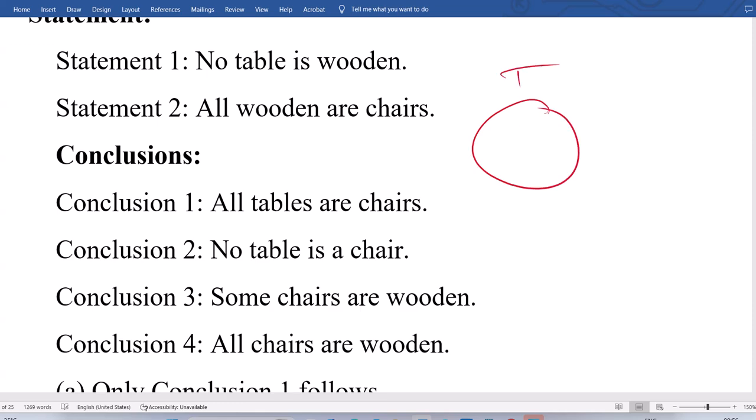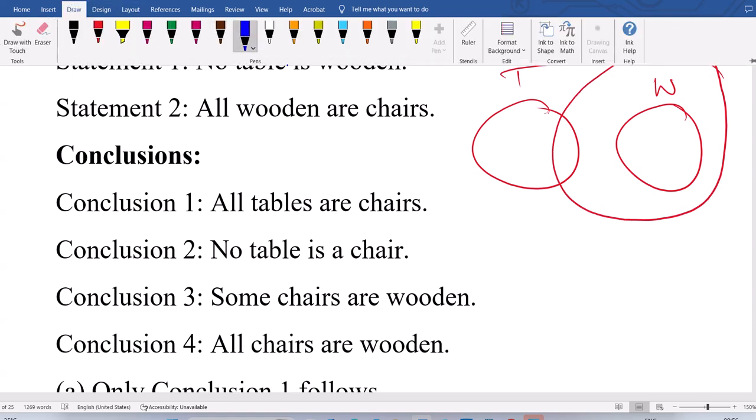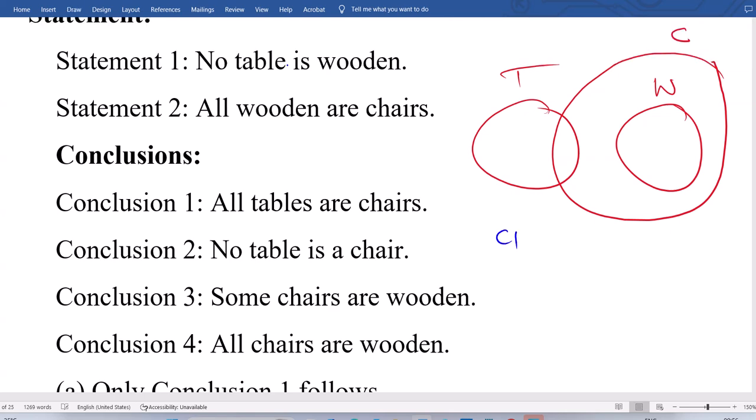No table is wooden. All wooden are chairs. Okay, as per this first diagram, conclusion 1, all tables are chairs, is wrong. Conclusion 2, no table is chair, is wrong. Conclusion 3, some chairs are wooden, is correct. Conclusion 4, all chairs are wooden, is false. Except 3, the remaining are all false.